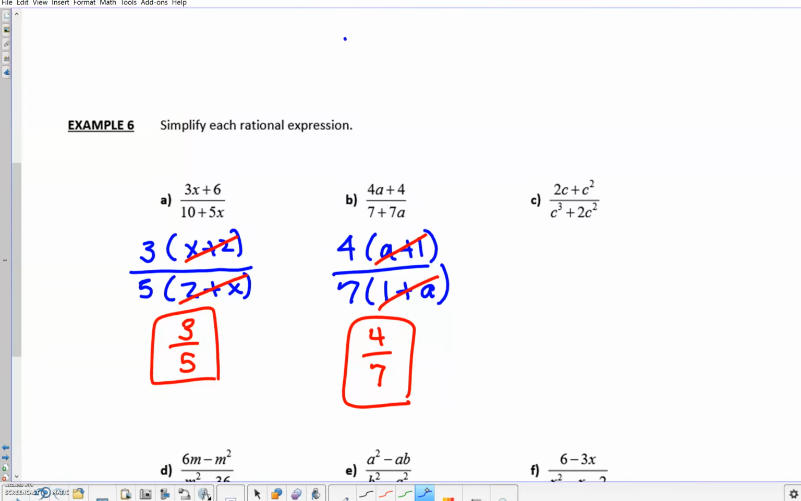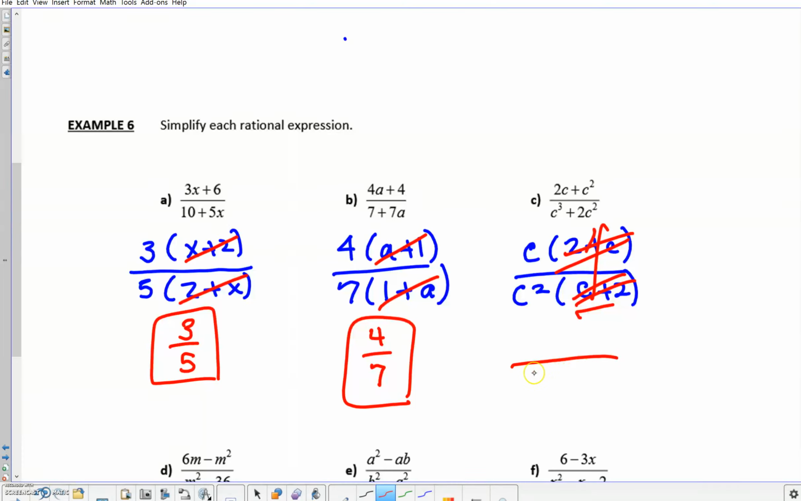C, I'll factor out a C here, and that leaves me with 2 plus C, and then I'll take out a C squared, and that leaves me with C plus 2. All right, now I have several things to cancel. My 2 plus C and C plus 2 are the same, so those cancel to be 1. Big 1 right there. And then my C over C squared, one of those is going to cancel, and that leaves me with a C in the denominator.